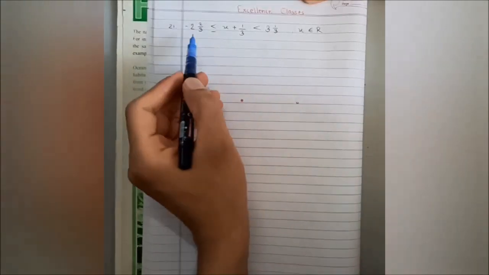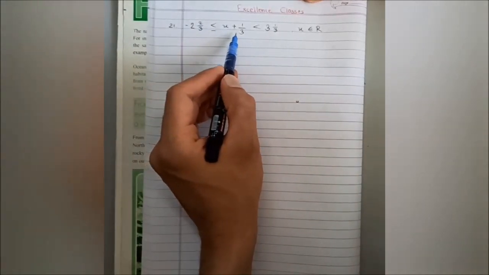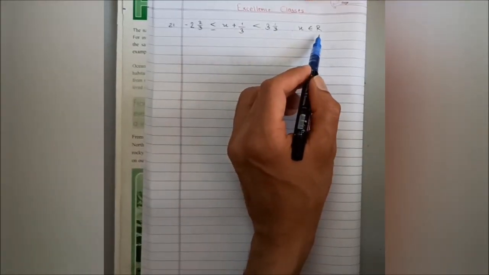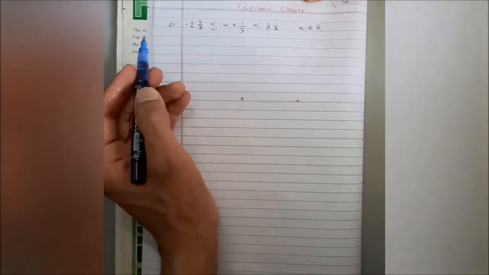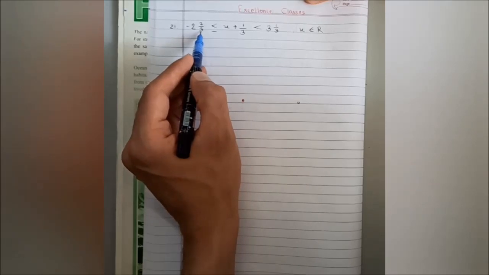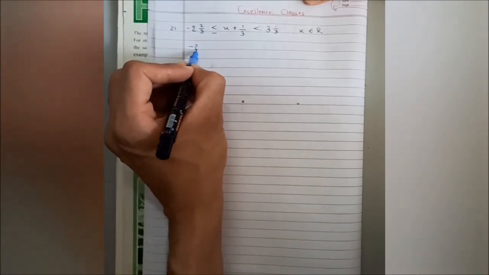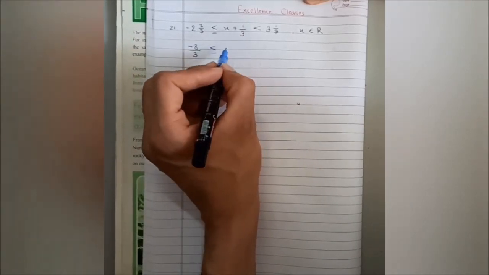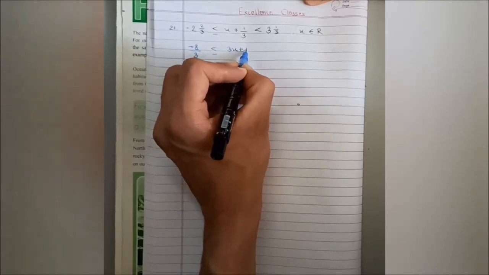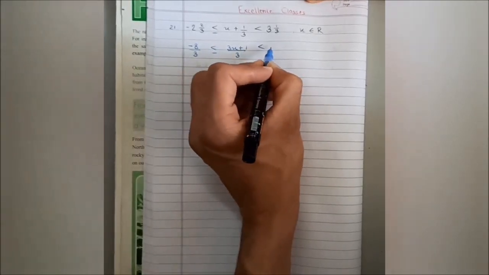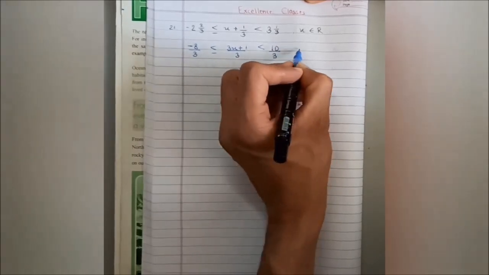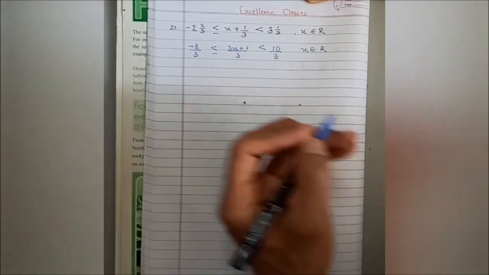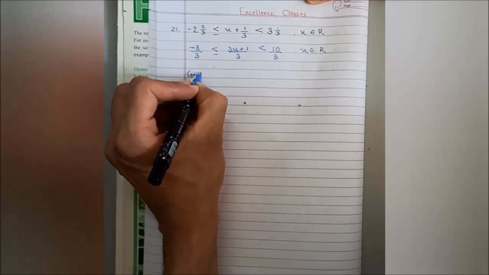The next example, it is given that -2 upon 3 less than x plus 1 upon 3 less than 3 1 upon 3, and x belongs to R, rational numbers. This is given. So let us convert this into fractions and write it down first. So this will be -8 upon 3 less than or equal to 3x plus 1 upon 3 less than 10 upon 3, and x belongs to rational numbers. This is what I get after simplification. Now let us consider it in two steps. Let me consider the first part.